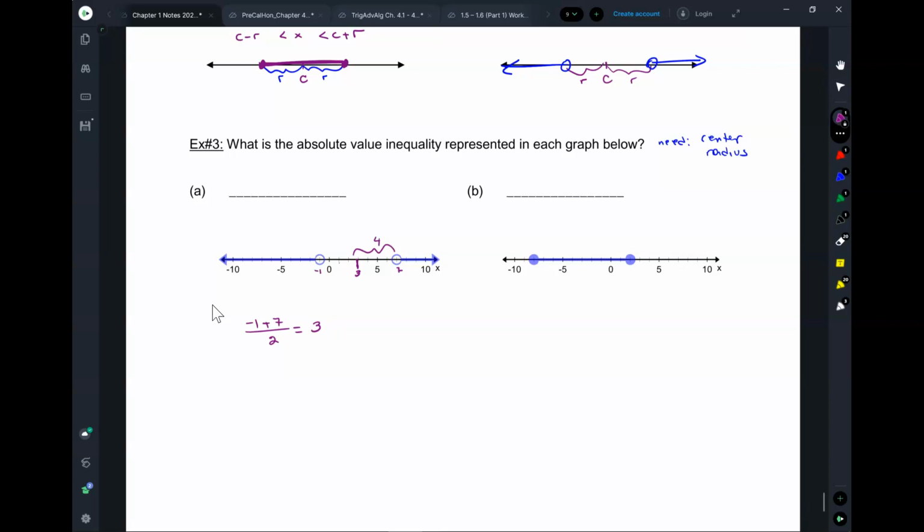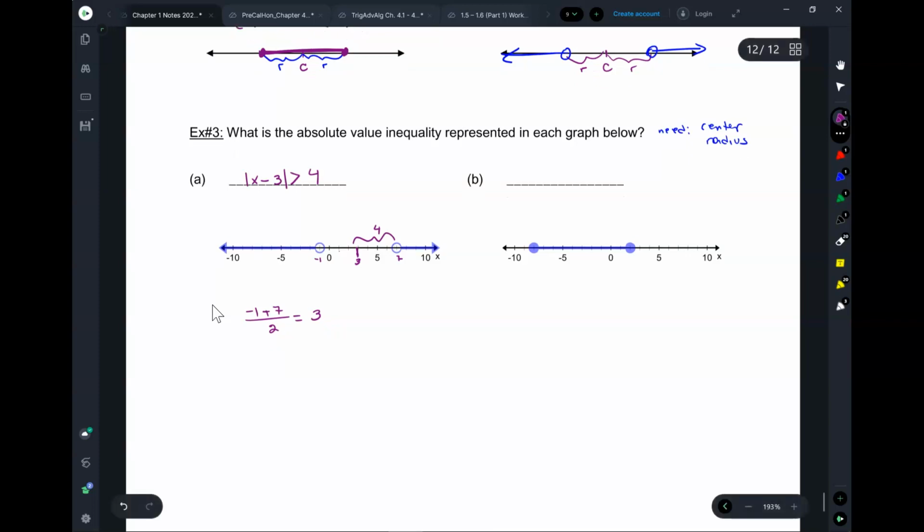So your equation is going to be absolute value of x minus 3 greater than 4. Okay, why greater than? Because it's an or inequality.